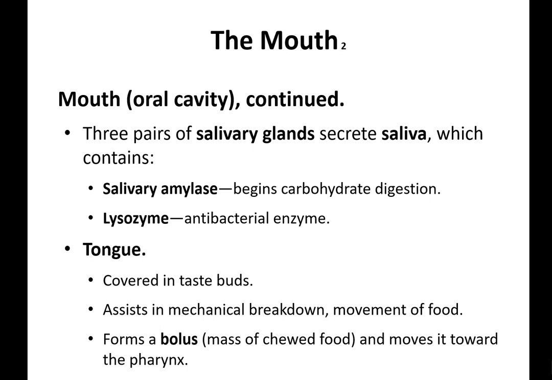The 3 pairs of salivary glands secrete saliva, which contains salivary amylase that begins the breakdown of carbohydrates, such as starch. There's also lysozyme, which is an antibacterial enzyme, and your tongue, which is covered in taste buds, provides the ability to taste food products and assists in the mechanical breakdown of the food. This then forms a food mass called a bolus to be swallowed.